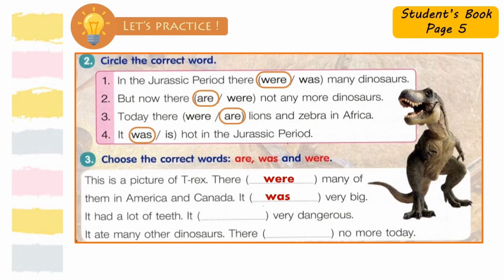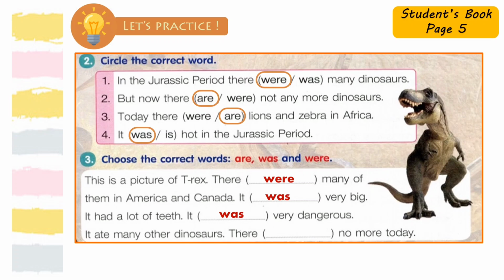Next, it had a lot of teeth. It blank very dangerous. Answer. It was very dangerous. But now not anymore because there are no more dinosaurs living in our present time.